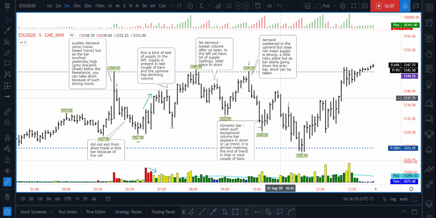The main thing is supply proving itself, and then when it comes back to test again, this one, see, got rejected and then closed below. This is when you can take a short. Of course, your target would be this, and again, this is a choppy move afterwards.